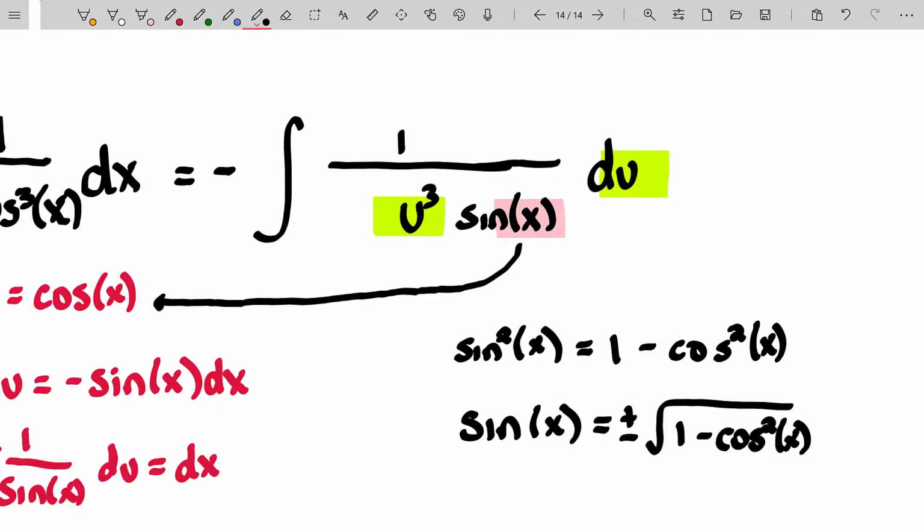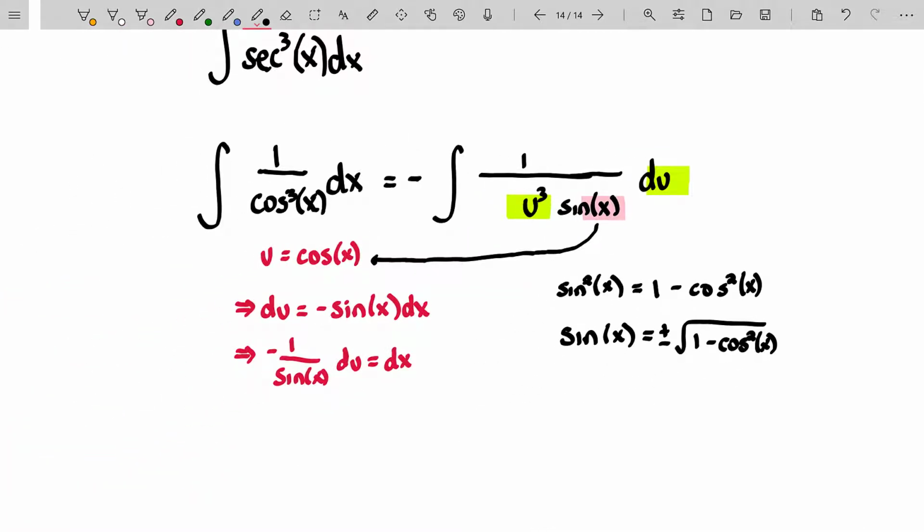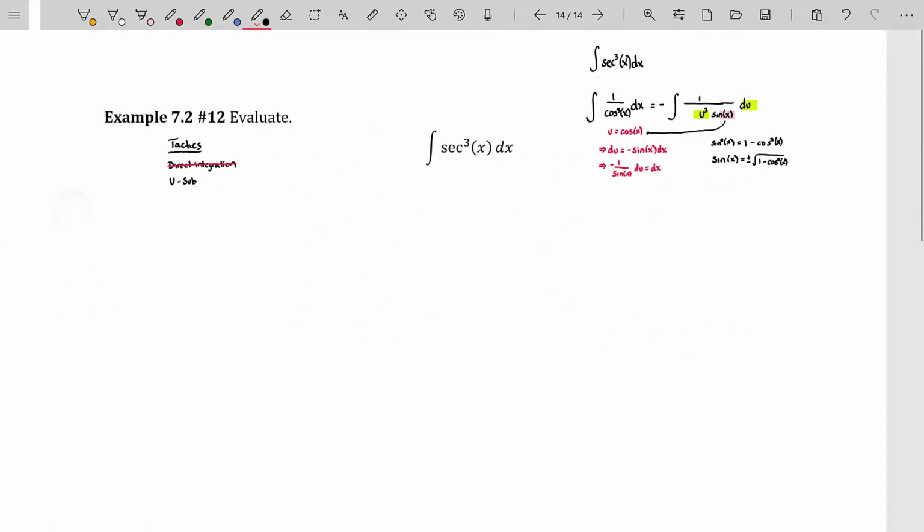So when you start going down a road when it comes to integration and things get more and more complex, that's the time when you hit the pause button and you go back and try something else. So going back, let's take a look at these tactics.